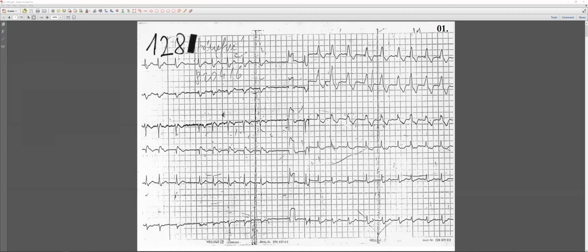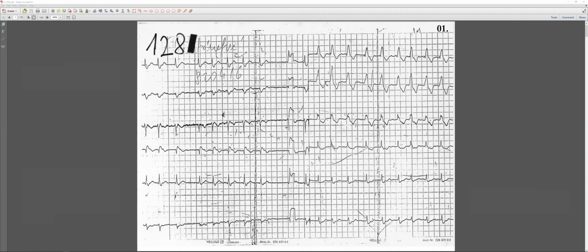Why is the QRS wide? The QRS is wide perhaps due to the block. What kind of block? Bifascicular block. Okay, yeah, so that's a right bundle branch block. This is why the QRS is wide.